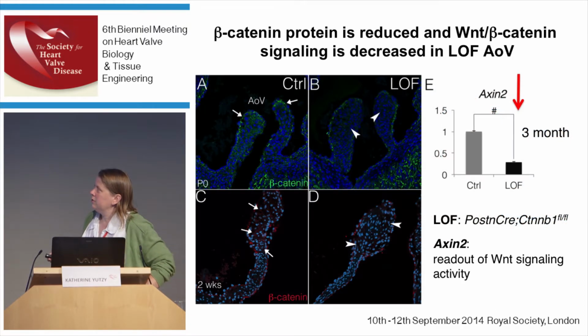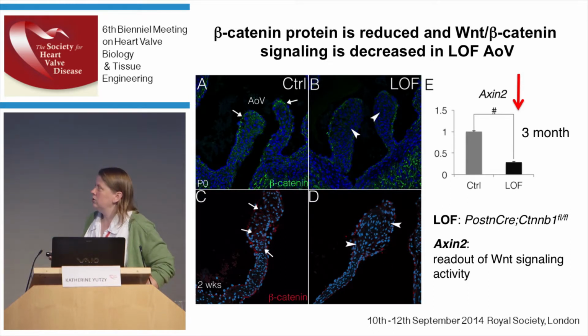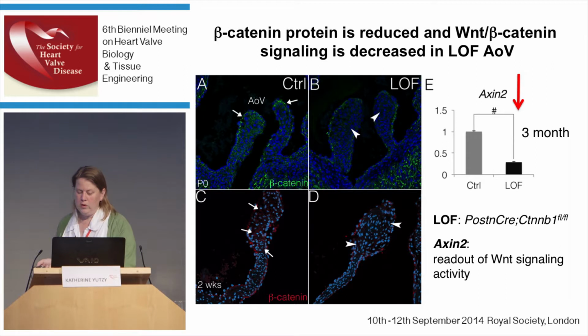And this just shows that we were able to knock it out. So we see green is the beta-catenin. We normally see some expression here. Red is beta-catenin. But in the periostin Cre beta-catenin mutant, we lost the interstitial beta-catenin, but the endothelial beta-catenin is still there. Axin2, again, this Wnt signaling pathway indicator, is down, and so we think that the knockout is working. In these postnatal mice, we do see less Wnt beta-catenin signaling in the valves.